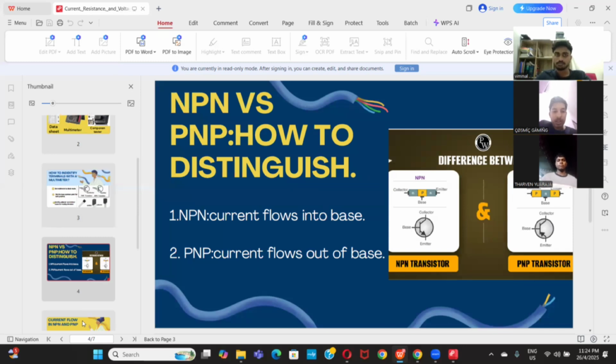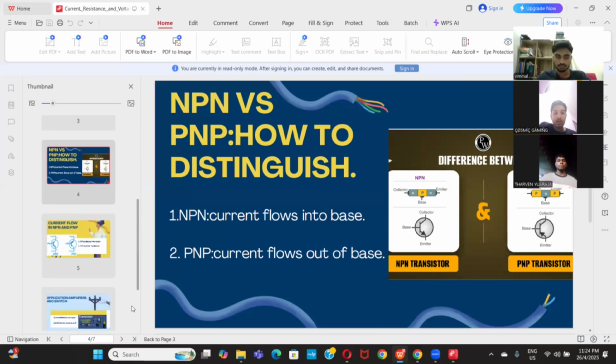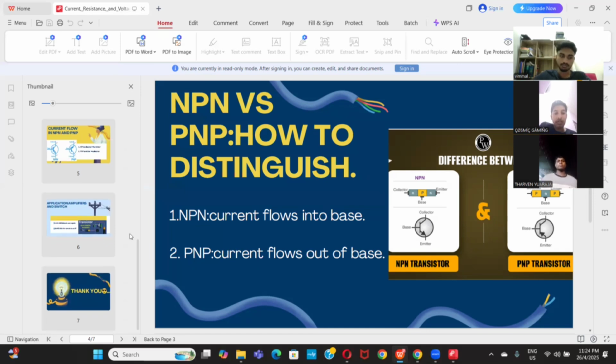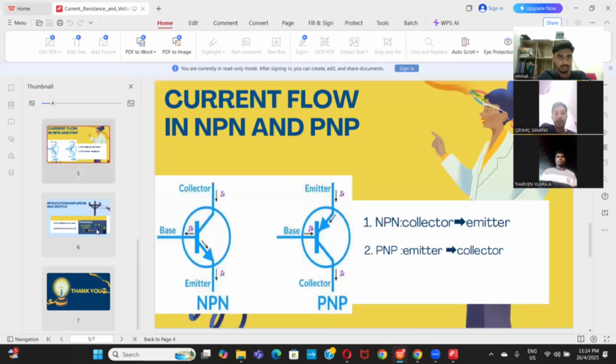Okay, so now we are going to see NPN versus PNP transistors. In an NPN transistor, current flows into the base, and in a PNP transistor, the current flows out of the base. The multimeter reading also flips; the forward-bias pins show conduction differently depending on the type. About the current flow direction, for NPN, current flows from collector to emitter when the base is positive, and for PNP, the current flows from emitter to collector when the base is negative relative to the emitter.